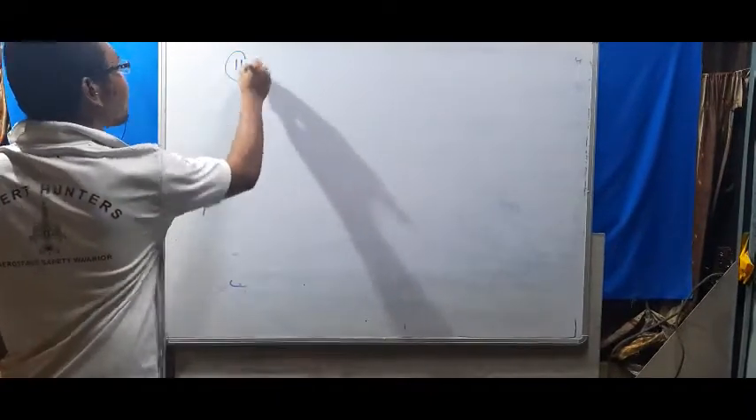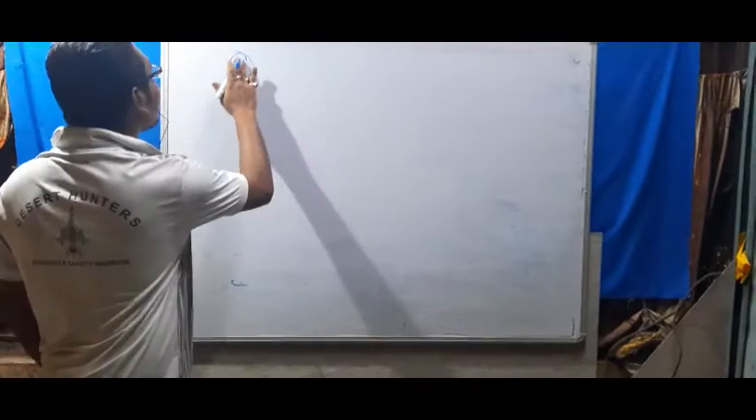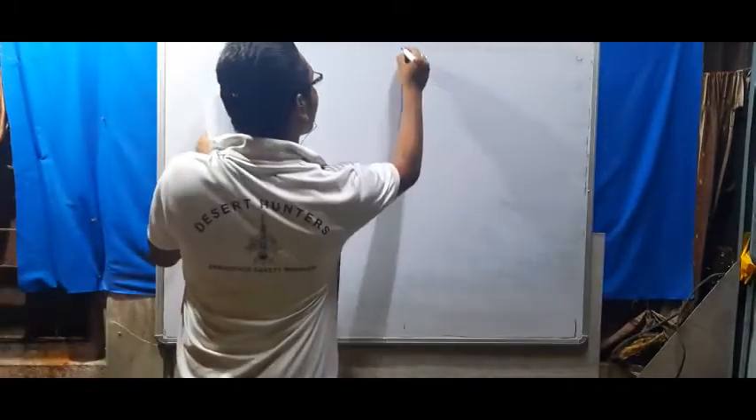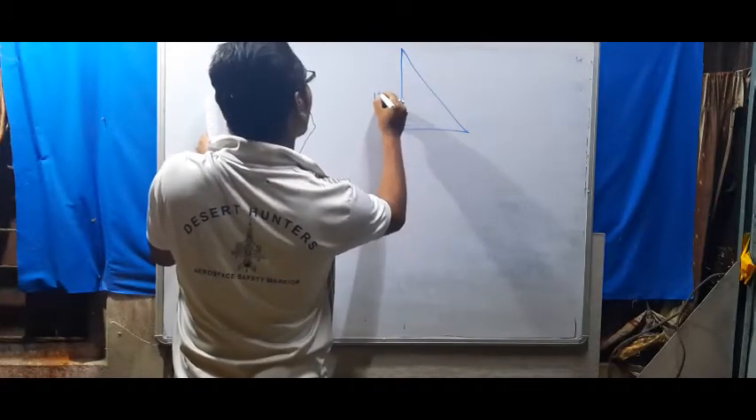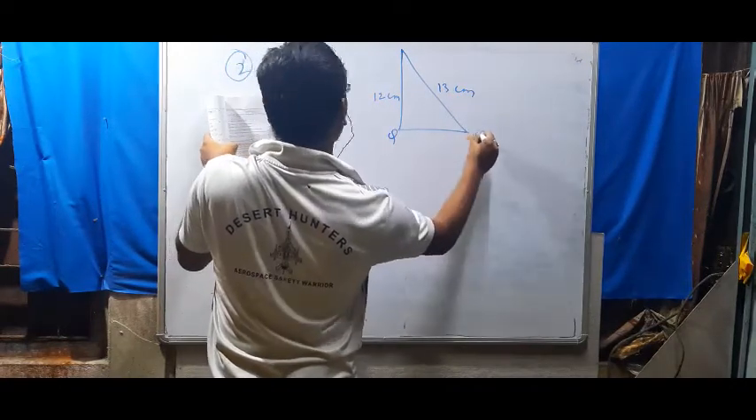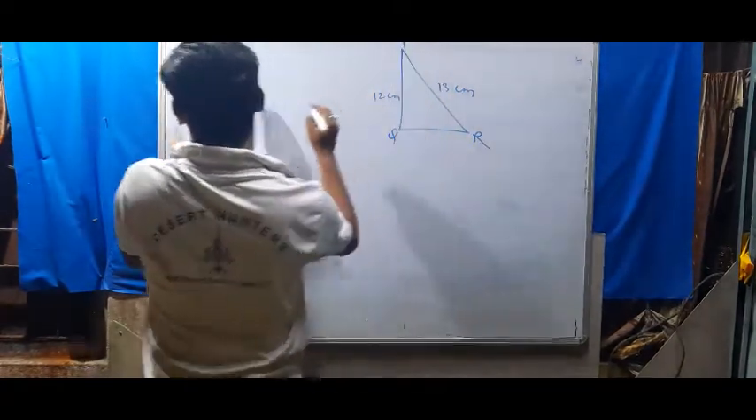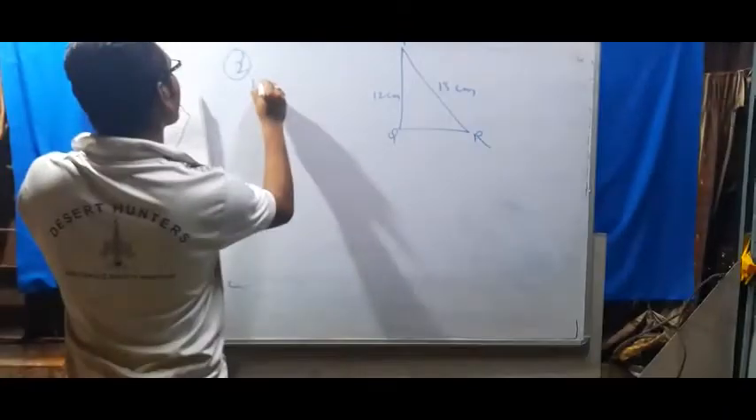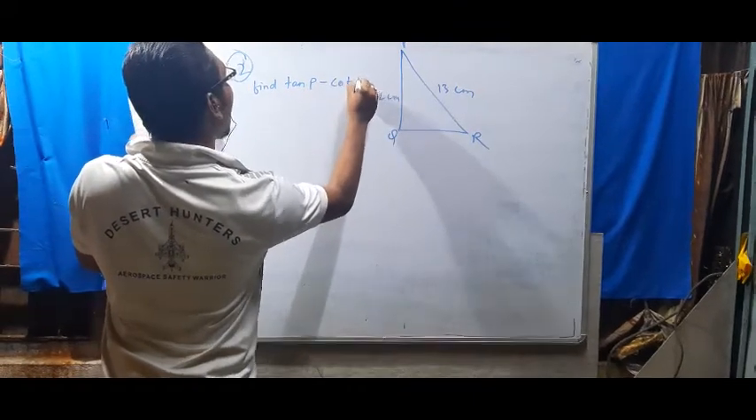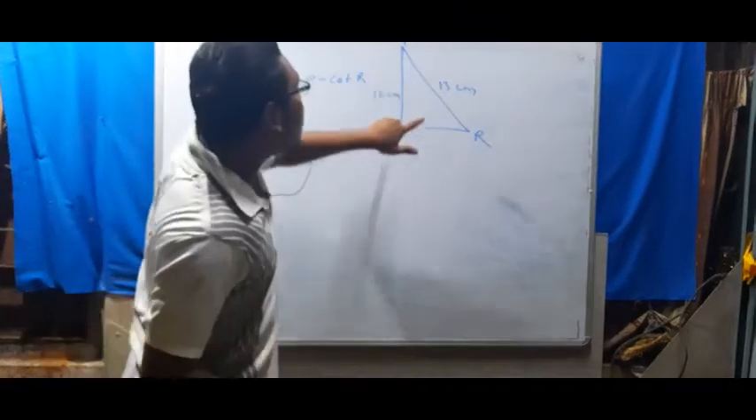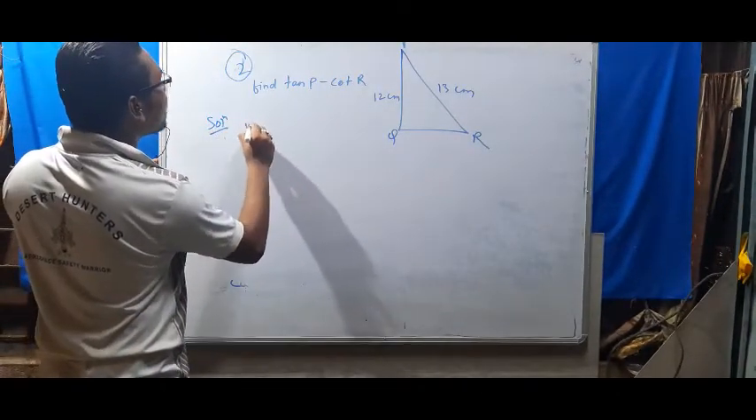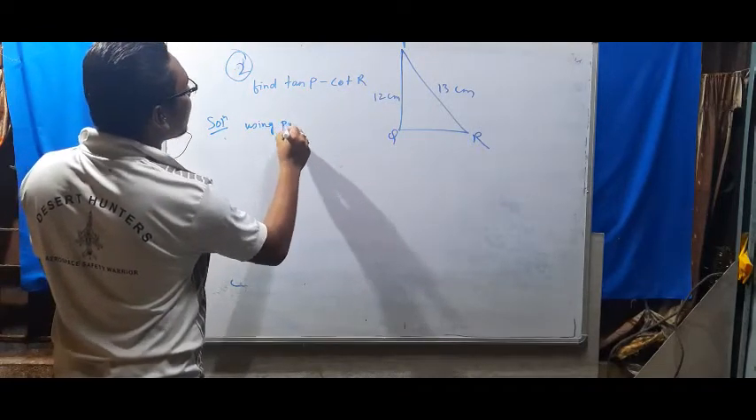Now question number 2. In question number 2, what is given? A figure is given with 12 centimeter, 13 centimeter, and QR. Find tan P minus cot R. So first, two values are given, but this value is missing. So the solution will be using Pythagoras theorem.